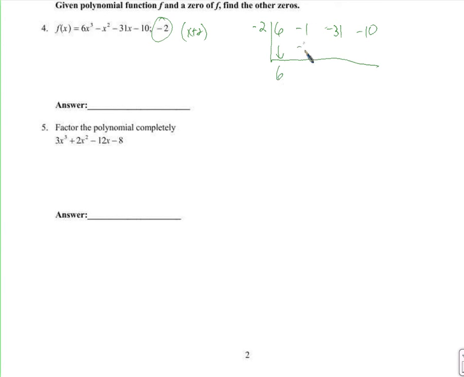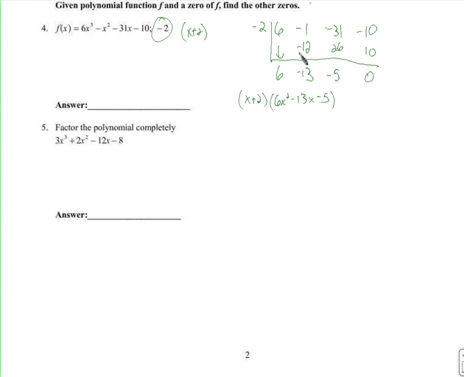Bring down the 6, negative 12, negative 13. Make sure I'm doing this right. And then negative 2 times negative 13 is 26. And then 26 minus 31 is negative 5. That gives us a positive 10 and a 0. So we have 6x squared minus 13x minus 5. Right? If I multiply that by x plus 2, that'll give me the original polynomial.